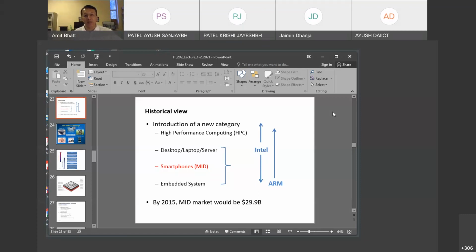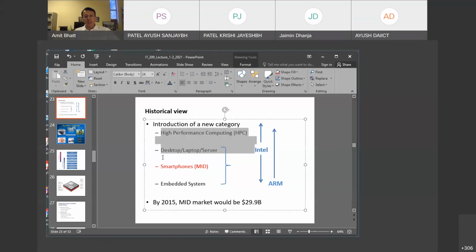Intel is facing the same trouble, and this is what it is all about. Intel had the market totally covered: desktop, laptop, server, and high performance computing were all Intel till 10 years ago. And ARM was known for embedded systems. Small embedded systems, like toasters, washing machines, and phones at that time, were supplied with processors using ARM technology.